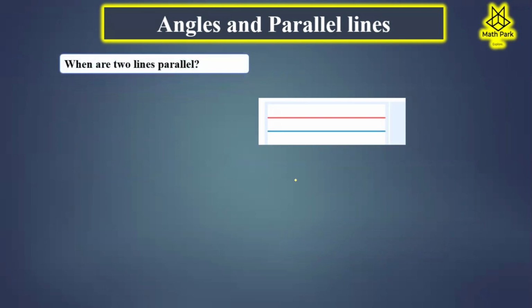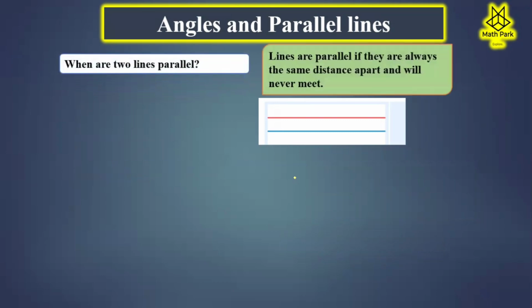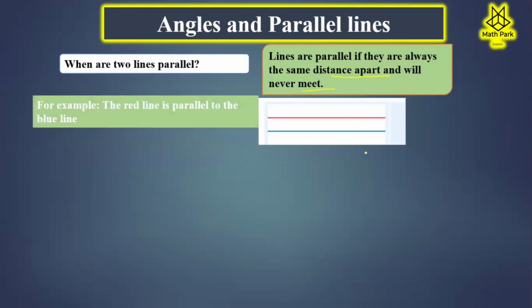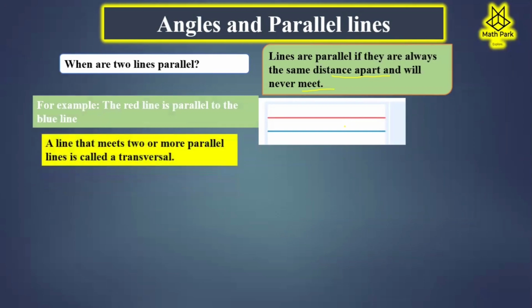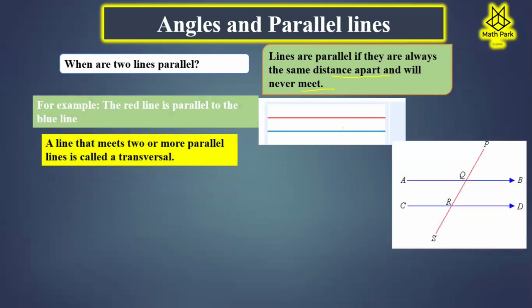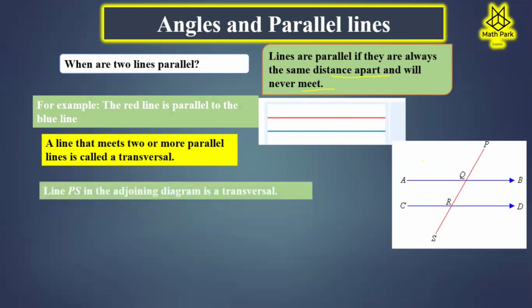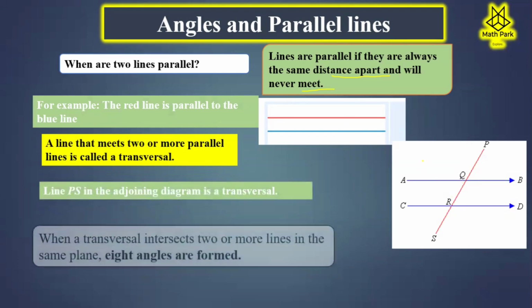So when do we say that two lines are parallel? If they are at the same distance apart and will never meet, then we call the lines parallel lines. So here, the red line and blue line are parallel to each other. A line that meets two or more parallel lines is called a transversal. Here, AB and CD are parallel lines and PS is meeting AB and CD at points Q and R. So we say that line PS in this figure is a transversal.